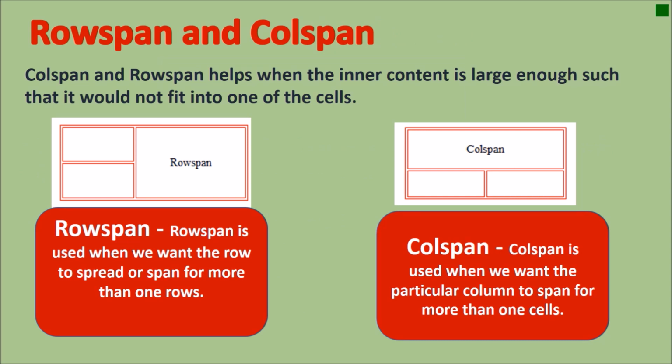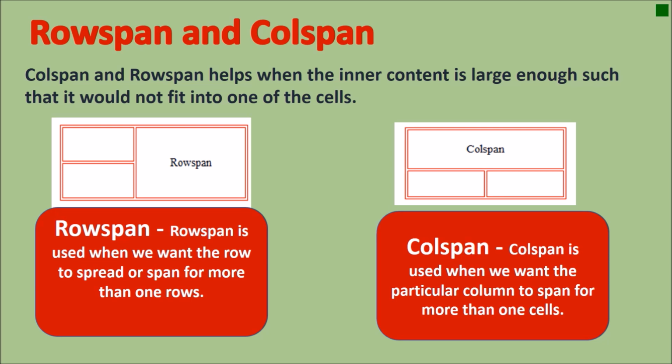Here the example of rowspan and colspan is given. Colspan and rowspan help when the inner content is large enough that it would not fit into one of the cells. Students, you have used tables in MS Word or in Excel and you merge the cells. So this is a kind of merging the cells but using HTML code.